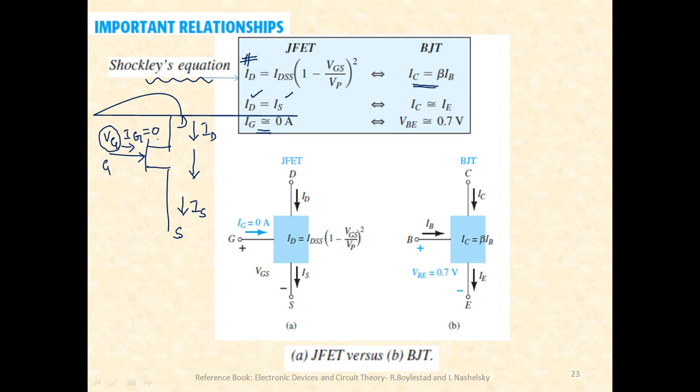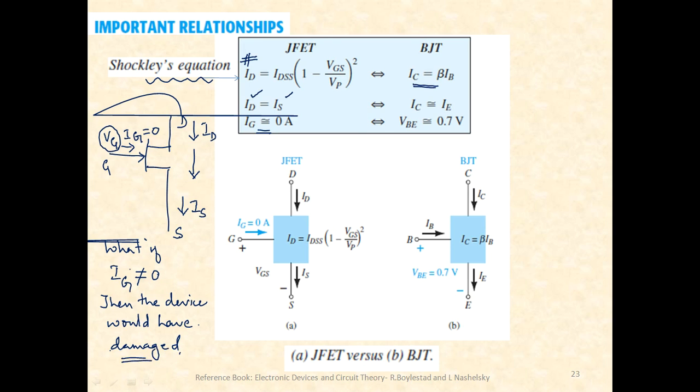What if IG was not equal to 0? What would have happened? Just a question. What if IG was not equal to 0? Then the device would have been damaged. As simple as that.